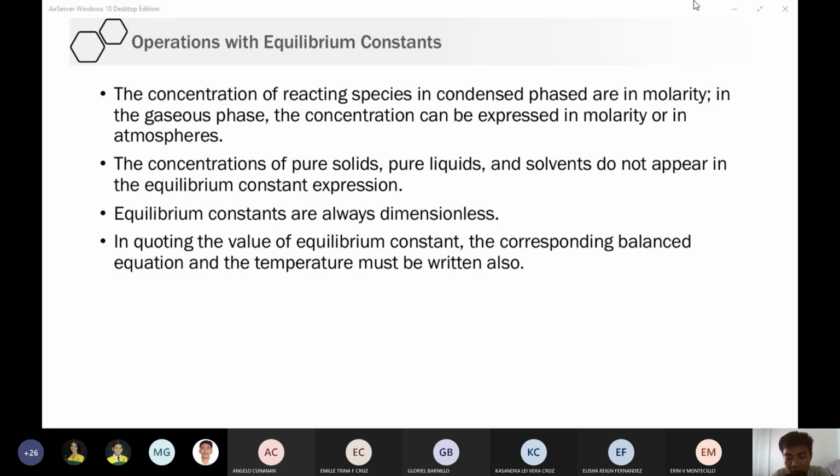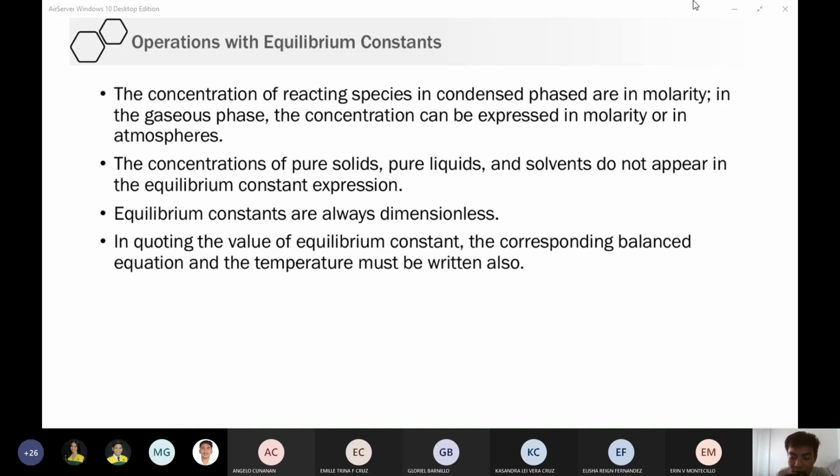Number 3, equilibrium constants are always dimensionless. When you say dimensionless, it doesn't have any units at all. Okay, yung K value, wala talagang unit yon. Only the pressure and the concentration has. No? Kaya whenever we are using K, hindi tayo naglalagay ng units. Sa dulo na tayo naglalagay ng units. No?